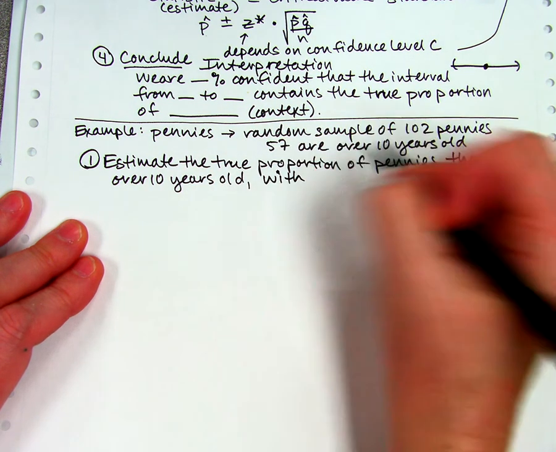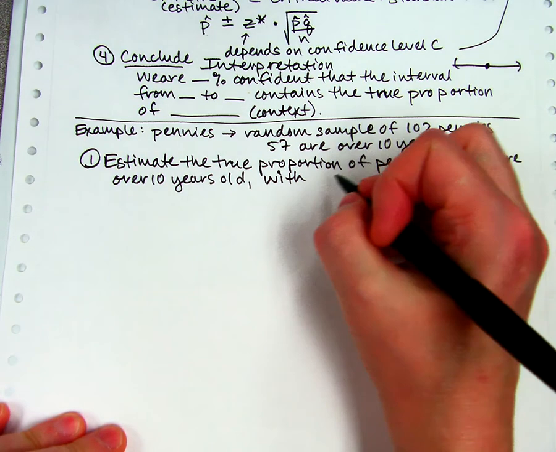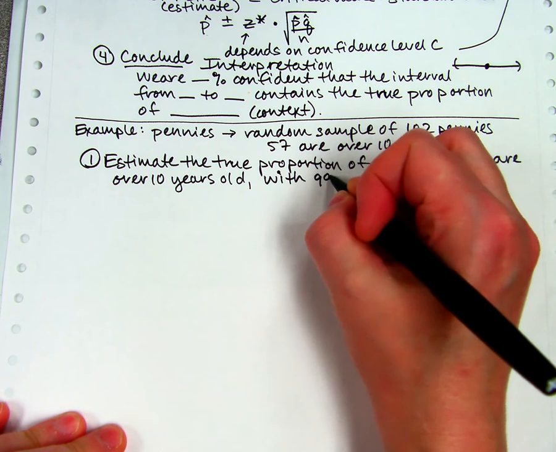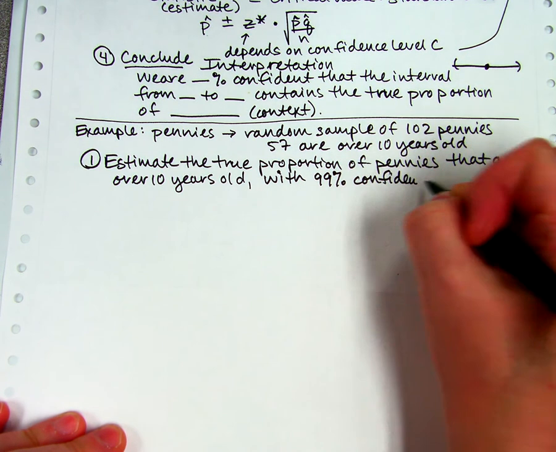And we need to say what confidence we want. I think just to make it different, because it would be good for your brain to see a little bit of branching out, let's do a different level of confidence than last time. Let's not do 95%. Let's say we want to be 99% confident that we are right.